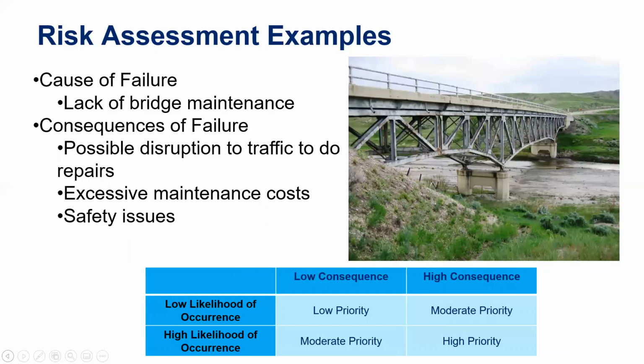Now here's a bridge that is beginning to fail. And this has an extremely high consequence if it does fail. And lack of maintenance on it means it's likely to occur. So this is going to be another one that is a moderate to a high priority.